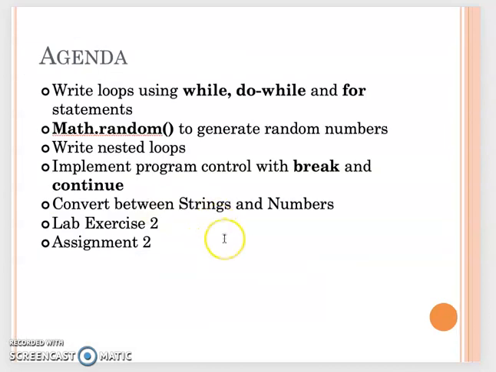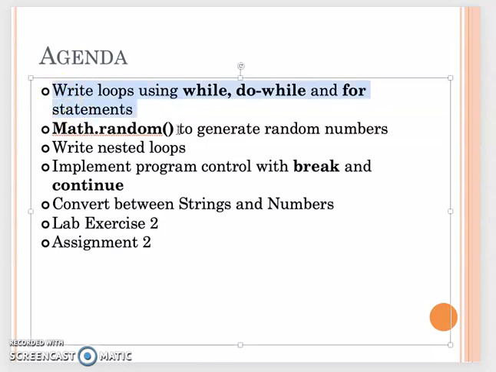So let's move forward to our lecture 2. Like we said, the first thing we will talk about is different loops. Then we will talk about math.random to generate random numbers. We will give you examples in GUI and the console. Then you will do your lab exercise 2. Then I will talk about more examples of nested loops and break and continue. Then how to convert between string and number. So you will work on your assignment 2.